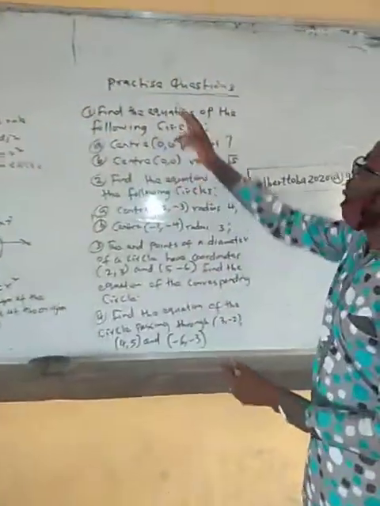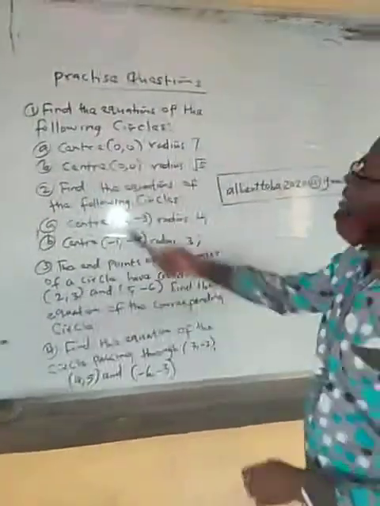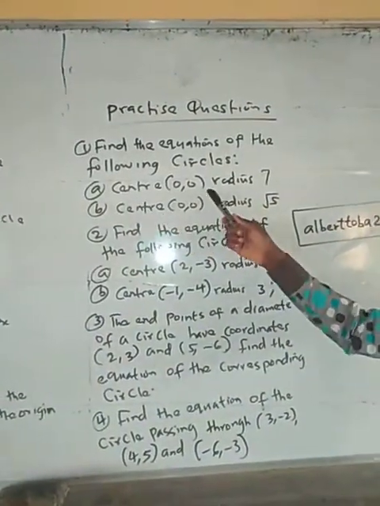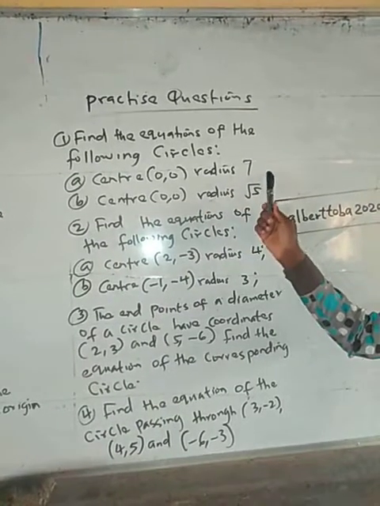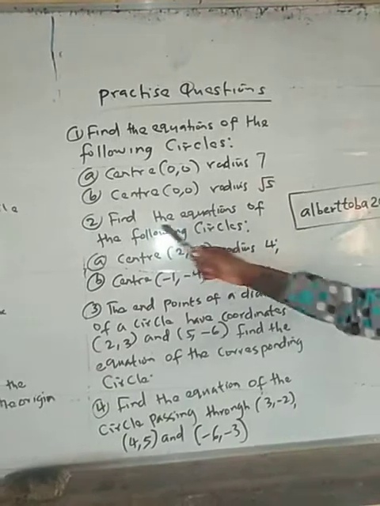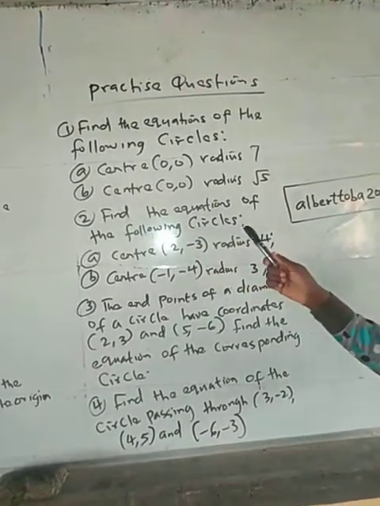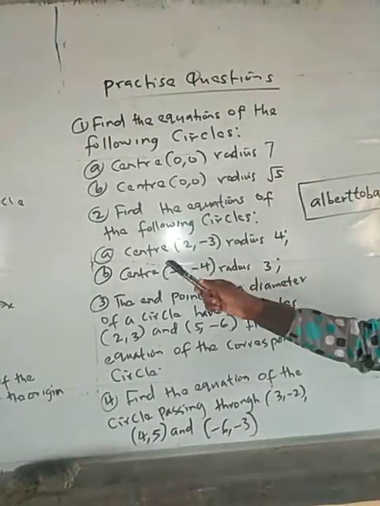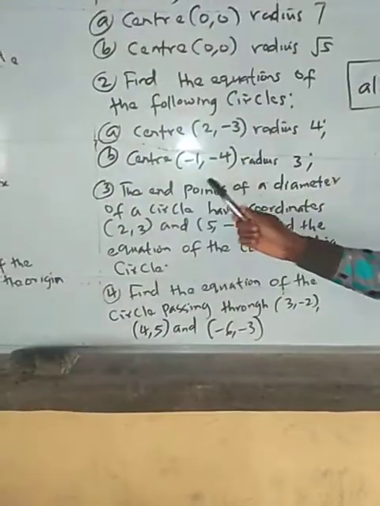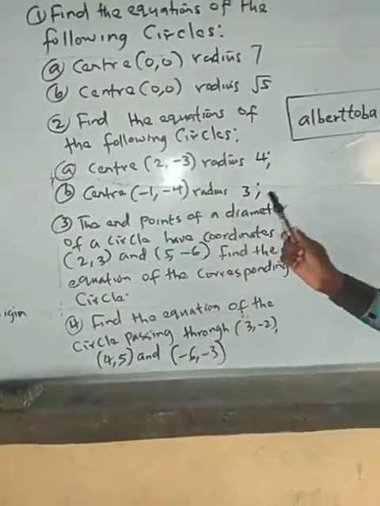Now, these are the practice questions. Question 1 says, find the equation of the following circles. A, center 0, 0, radius 7. B, center 0, 0, radius root 5. Number 2, find the equations of the following circles. A, center 2, minus 3, radius 4. B, center minus 1, minus 4, radius 3.